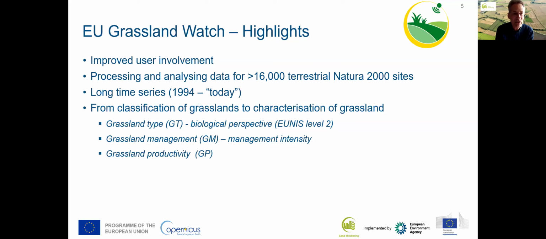The second thing is, I think we are producing information for a lot of sites. I mean, there's about 27,000 Natura 2000 sites in total. 24,000 of these sites are actually terrestrial sites. And we are looking at roughly a bit over 16,000 terrestrial sites and processing and analyzing them with respect to changes in grasslands.